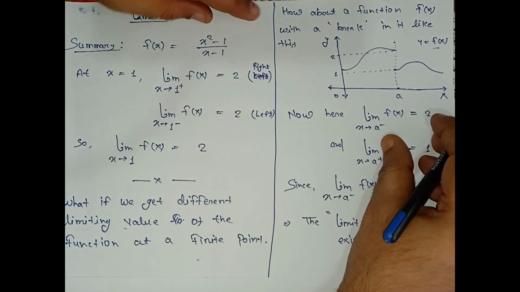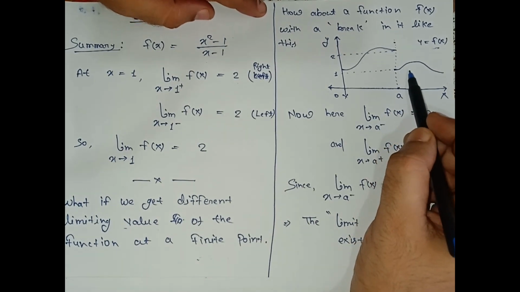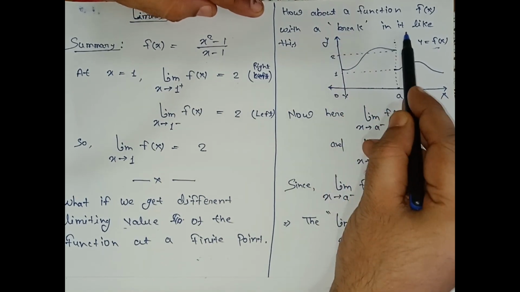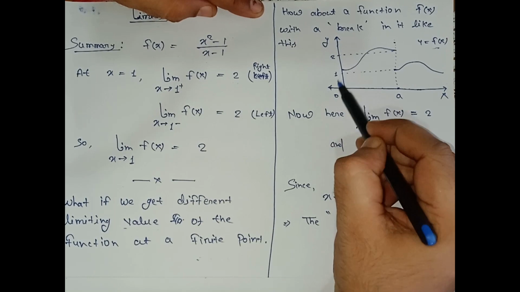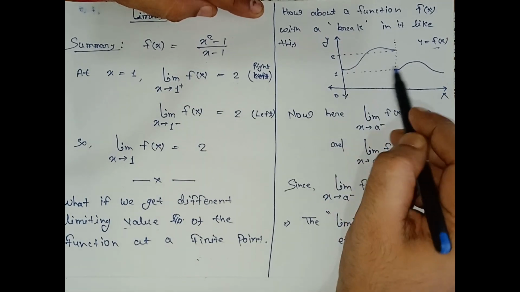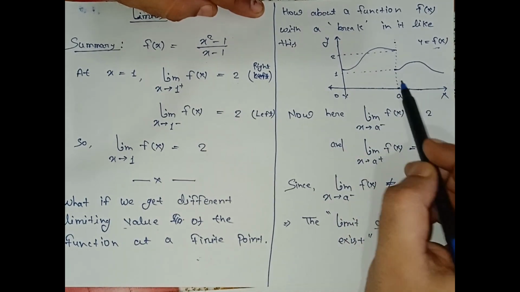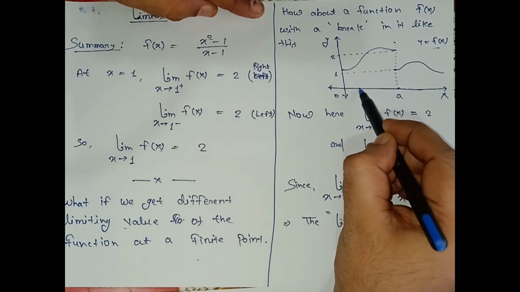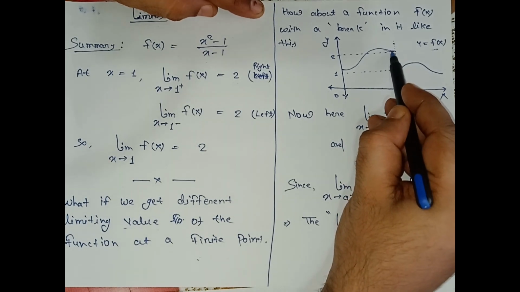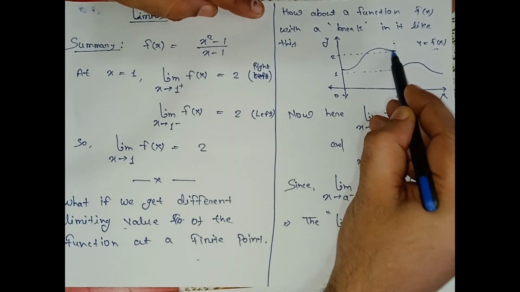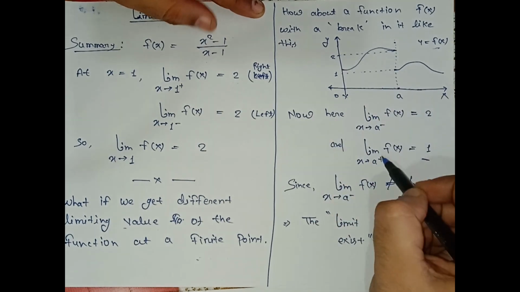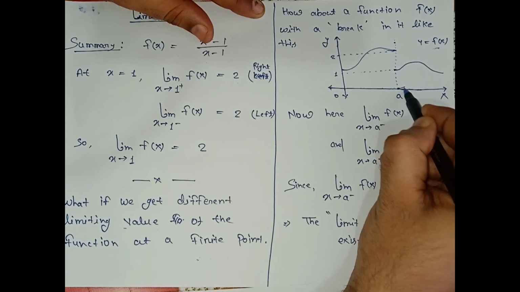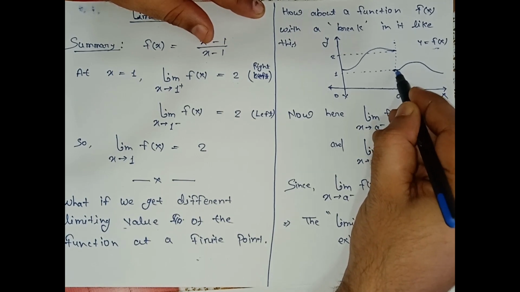Let's understand this with the help of one graph. So how about a function f(x) with a break in it like this? I have already drawn the graph of the function. Now here, when you approach from the left hand side, you are getting 2. And when you approach from the right hand side, you are getting the value 1.